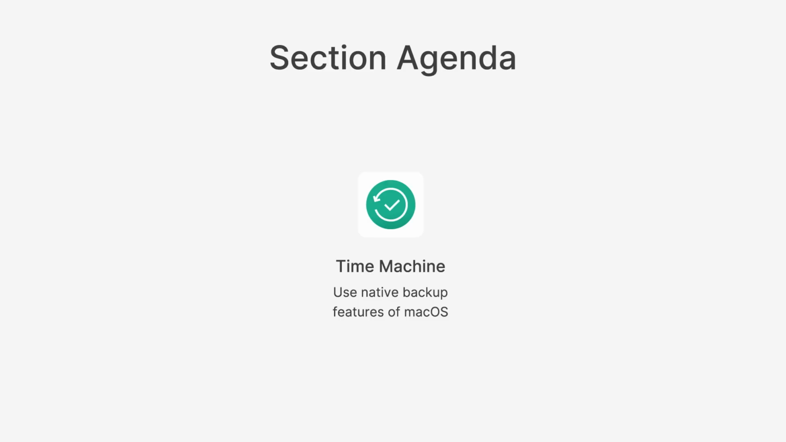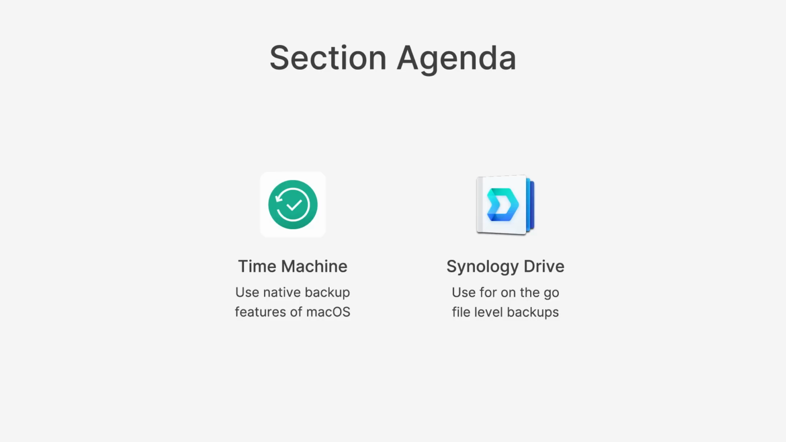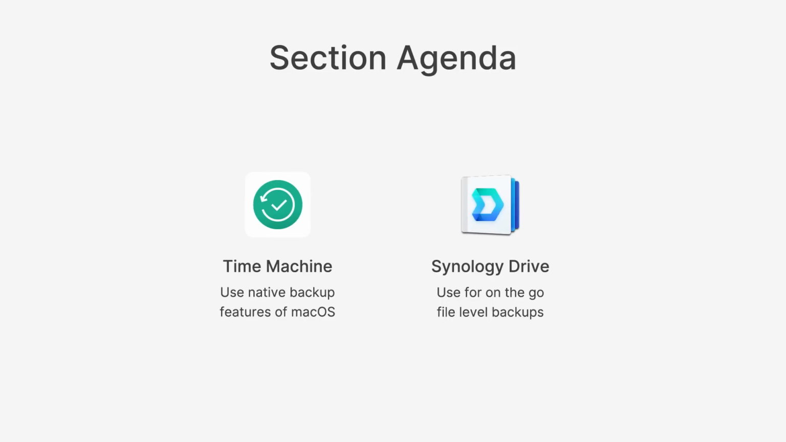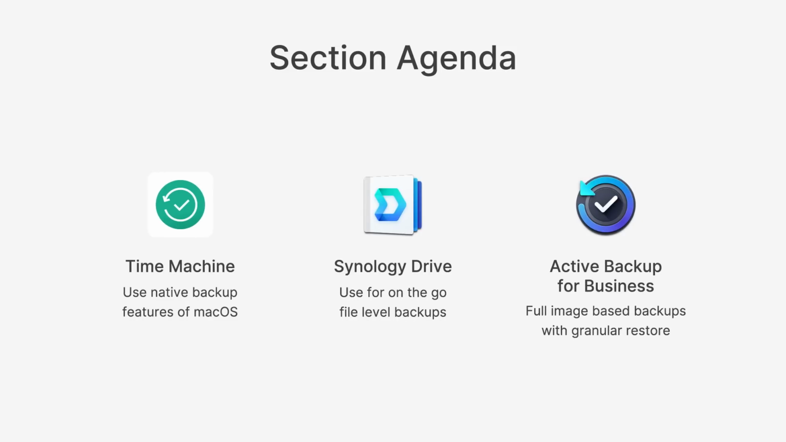tasks. We're then going to take a look at Synology Drive's backup task and how you can use this application you might already be using to also back up your macOS devices at the file level. Now, if you needed full image-based backups, you can use Synology's Active Backup for Business, which allows you to take a full image of your macOS devices.